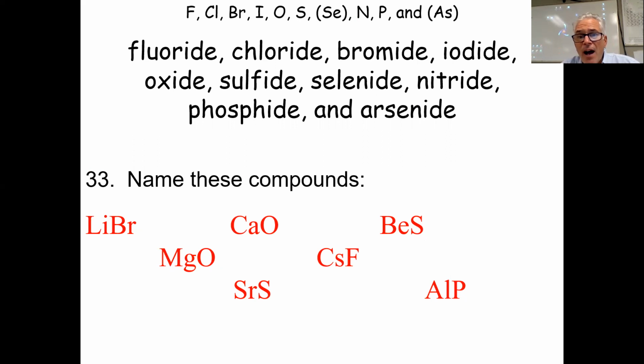Cs is element 55, combining with element number 9, cesium fluoride. Sr is a really cool one. I think it's 38. Yep, Sr 38, strontium sulfide. Strontium is underneath calcium on the periodic table. And the last one, AlP, is Alp. No, it's not. That's a bad joke. Al is aluminum and P is phosphorus, so it'll be aluminum phosphide.